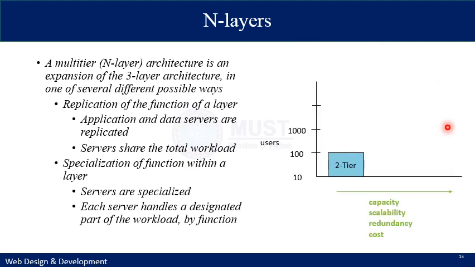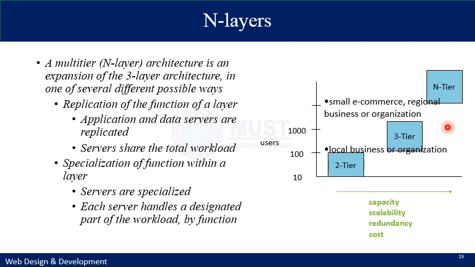So there can be an N layer architecture, and it usually stands for more than 3 layers in a common application. A multi-layer N-layer architecture is an expansion of 3 layer architecture in one of several different possible arrays. For example, you can replicate the function of layers. That means you can divide the function of the data layer into multiple layers, or you can divide the function of the presentation layer into multiple layers, or you can also divide the application or business logic layer into more than one layer. Application and data servers are replicated in replication of functions.